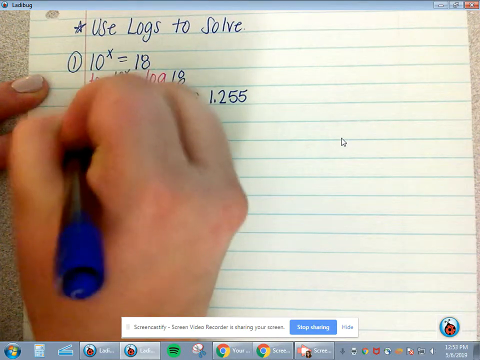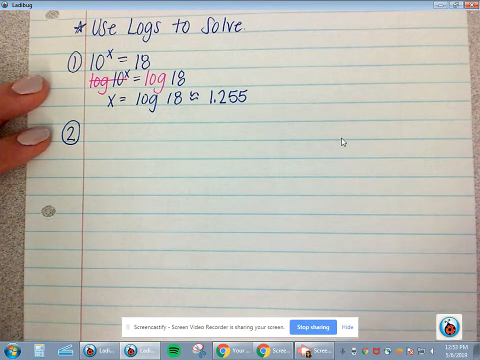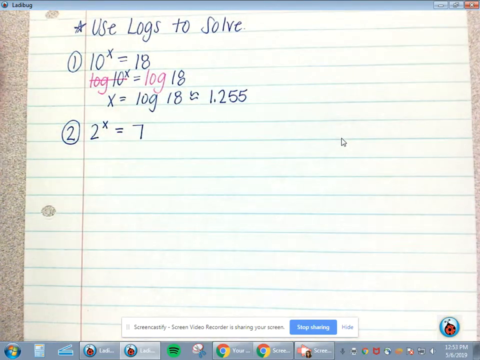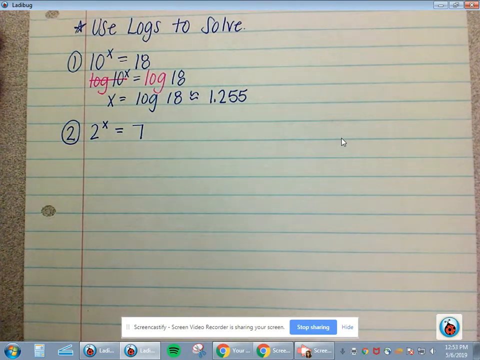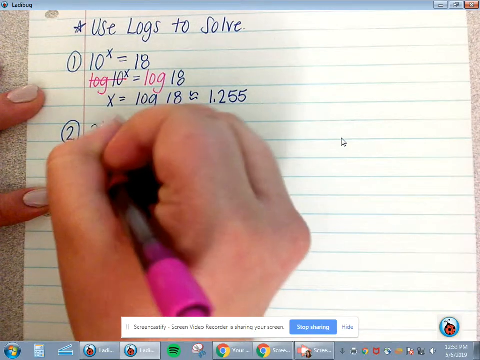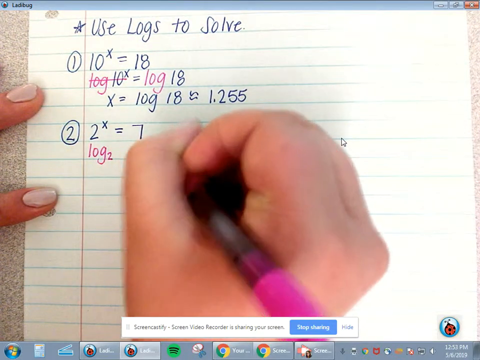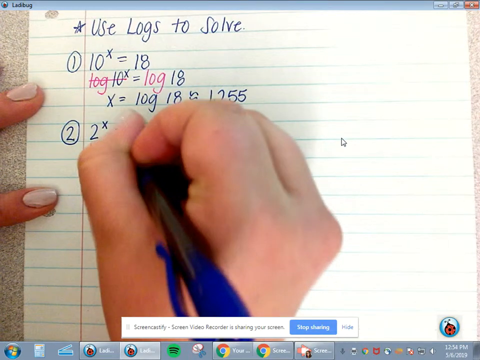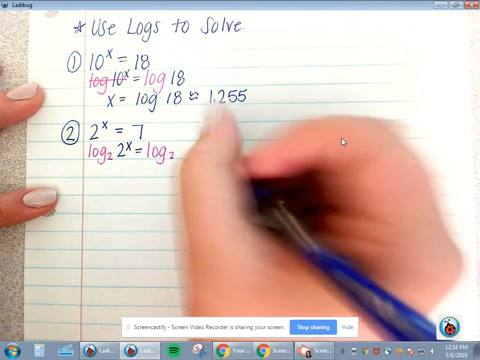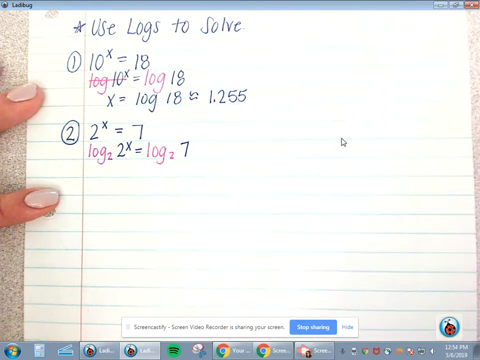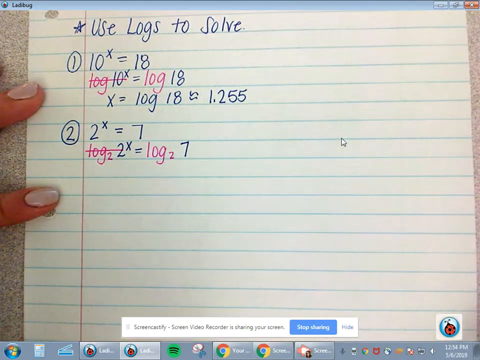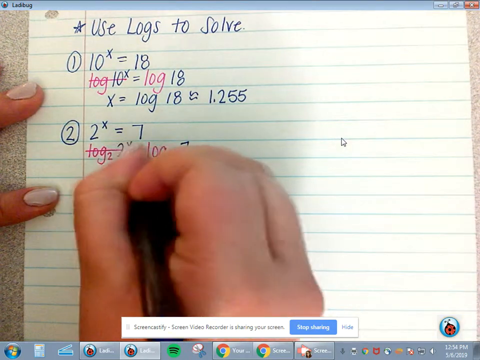Number 2, let's do 2 to the x equals 7. So to get rid of that 2 to the, we want to go log base 2 of both sides. That way, on the left, we've got log base 2 of 2 to the x. And on the right, we have log base 2 of 7. Now on the left, we did this log base 2, so those would cancel, and I'd be left with just an x on the left.